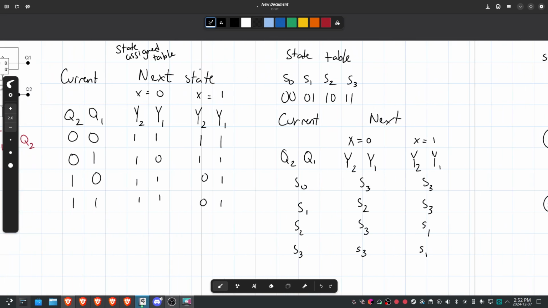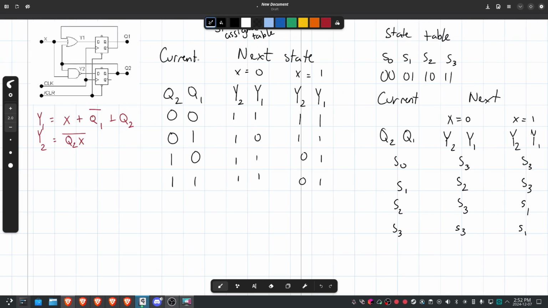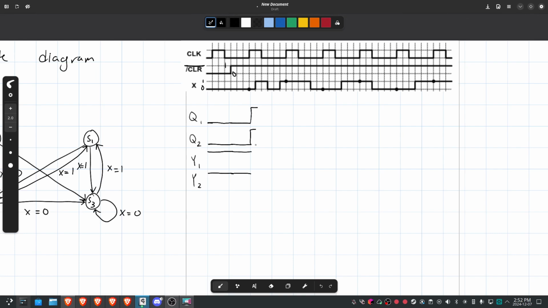Let's see here. Q1 and Q2 are both 1, and X is 0. So they'll both remain as 1, 1. However, X changes at this point. So it only maintains 1 up to this point. Now X changes to 1.